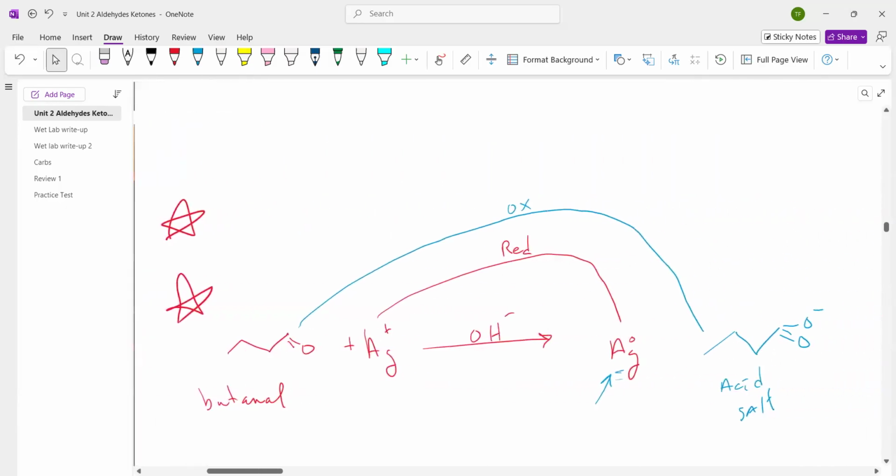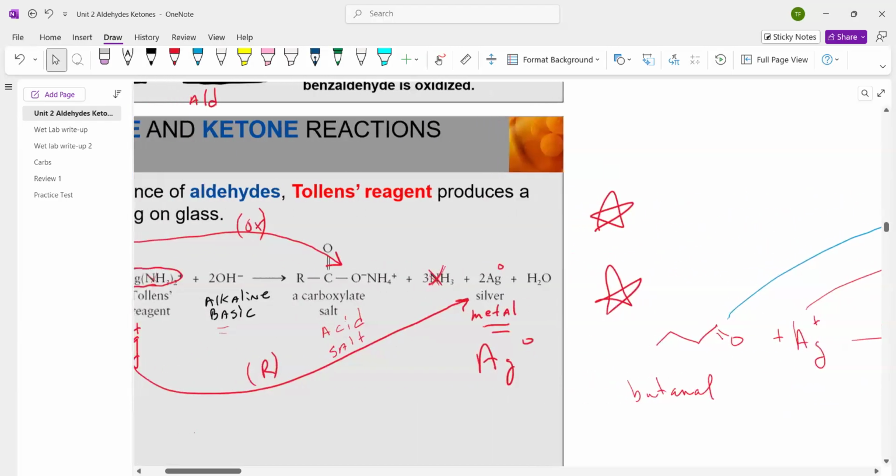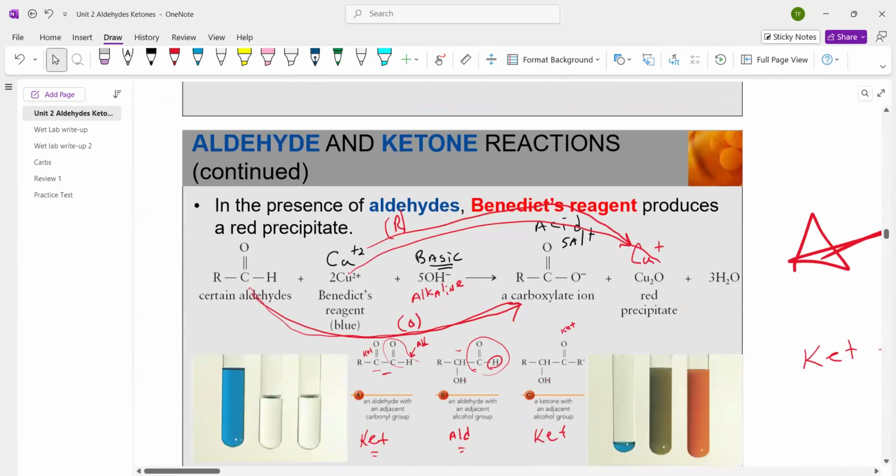And by the way, this is also how you check for a certain kind of carbohydrates. There are 2 kinds of carbohydrates. There's something called a reducing sugar and a non-reducing sugar. And this is one of the tests used to determine if it's a reducing sugar or not. The other test is exactly the same reaction, only you're using copper rather than silver.